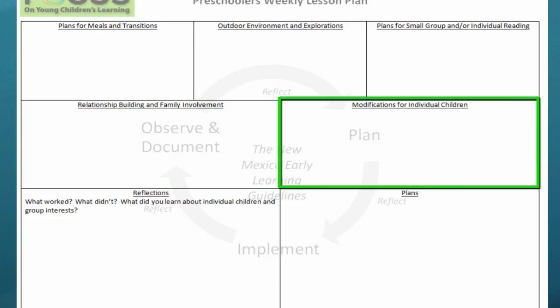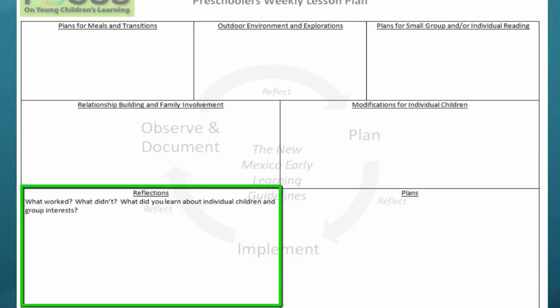Modifications for individual children should not include the names of children because of privacy of each child, but can be initials. Modifications can vary greatly and can include activities or materials that would be beneficial for specific children. For example, integrating therapeutic equipment.